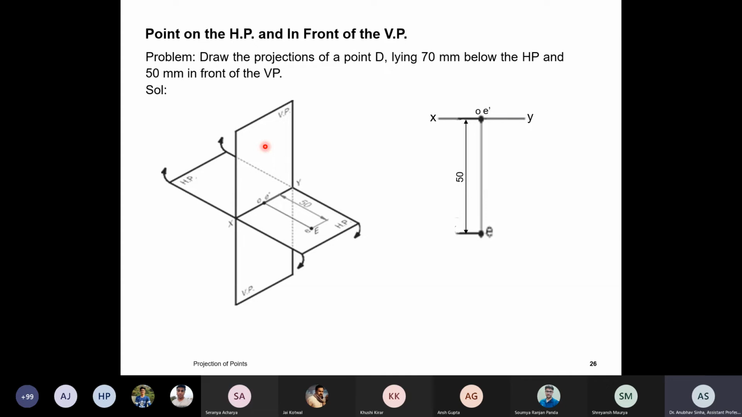Some more examples are there. I will skip this, and by the end of class, if we have time, we will go through them. They are only similar types of cases with some numbers given.